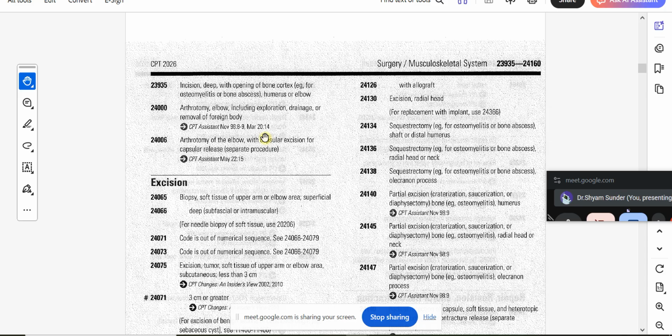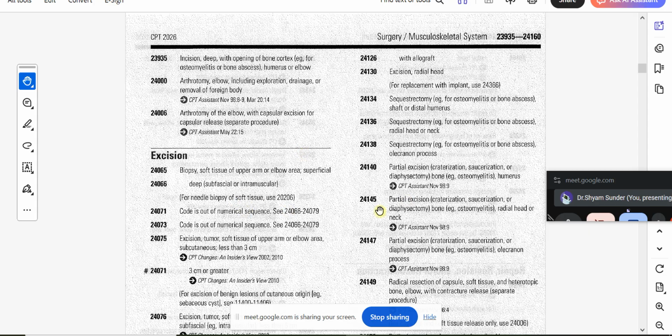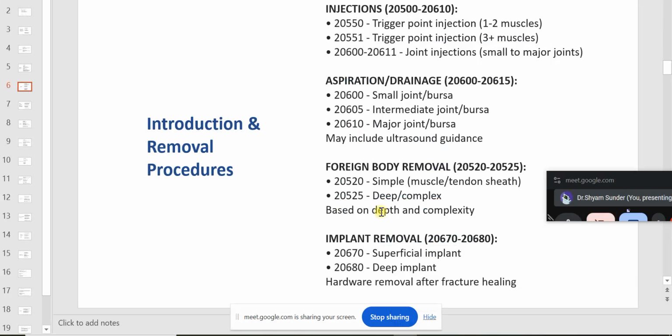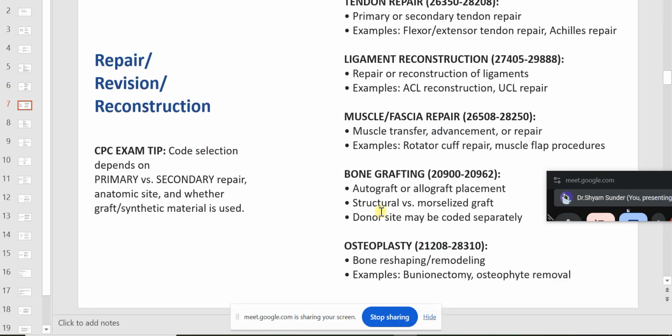So this is a major part. If you understand this, finding the code is easy. You don't need to go to the index also. You can straight away come here. Under repair, revision, reconstruction, the basic thing, like I said, is the anatomy part, the structures.